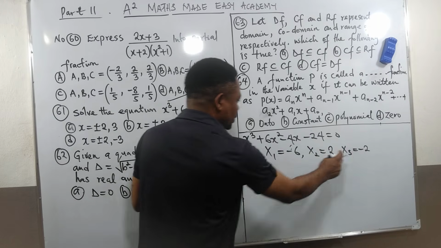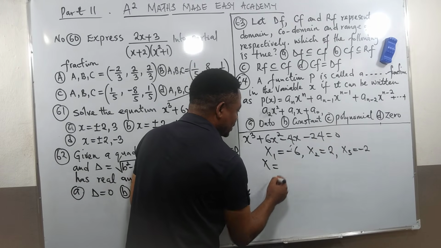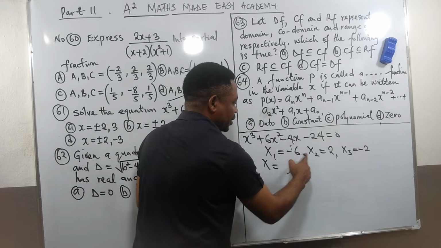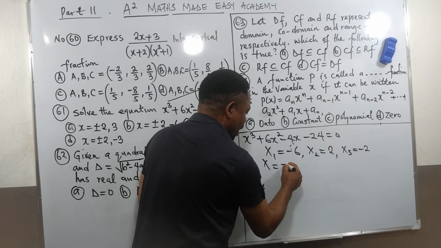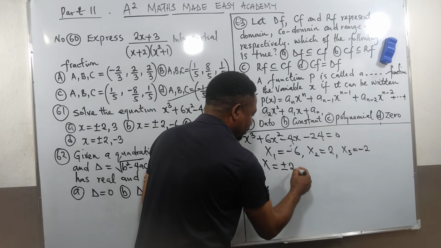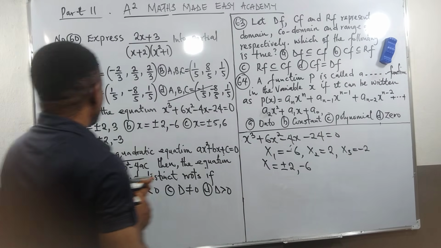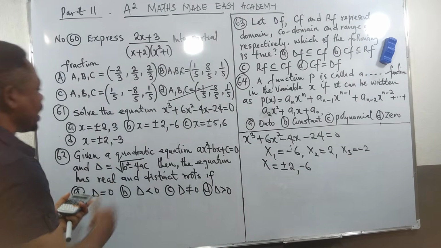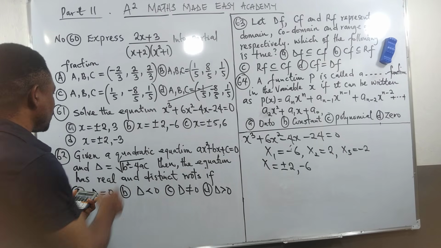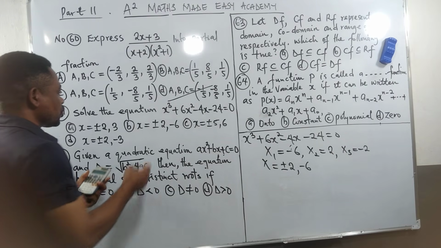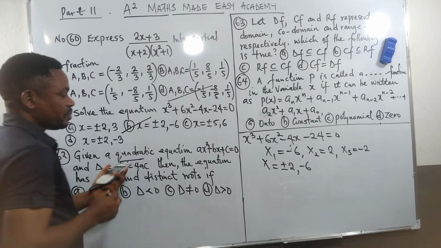But how do we deduce it now? Watch. I can say that x is now, there is minus and there is plus here. I will now say plus and minus 2, comma, followed by minus 6. Have I made myself clear? Do we have anything like that in the options? Yes. Which means the correct answer in the option is option B.